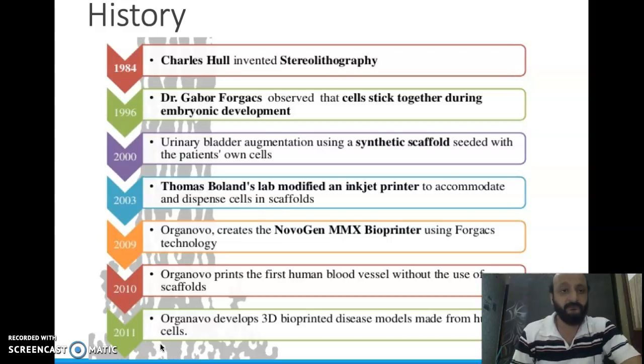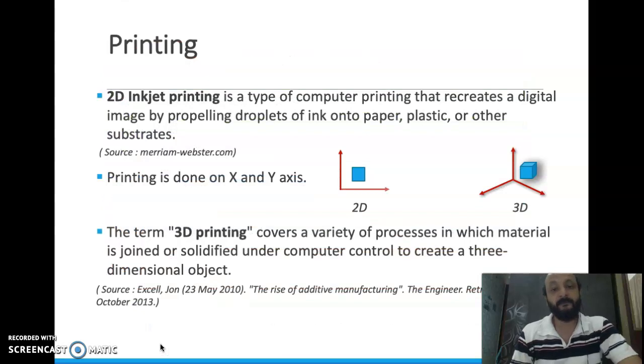If you look at the history of bioprinting, you'll find that it first started in 1984, and in 2011 Organovo developed a 3D bioprinted model for human cells. Basically, what is 3D printing? 3D printing covers a variety of processes in which material is joined or solidified under computer control to create a three-dimensional object.